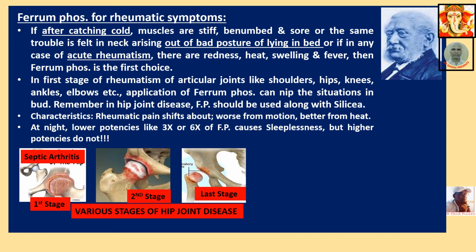Remember, in hip joint disease, Ferrum phos should be used along with silicea. Characteristics: rheumatic pain shifts about. This is the pain characteristic of rheumatism for Ferrum phos. The pain is shifting about, worse from motion, better from heat.